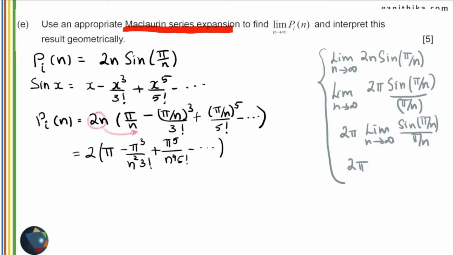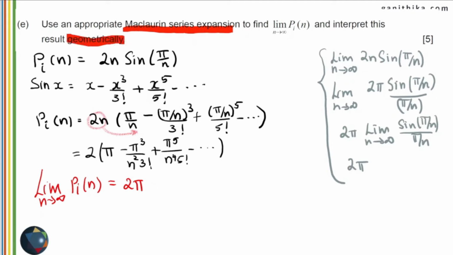The n cubed and n get cancelled in the second term. So you get pi cubed by n squared into 3 factorial. In the first term, n and n get cancelled, and therefore you will have only pi. The third term will be pi to the power of 5, and n to the power 5 cancels to give you n to the power 4 in the denominator. So pi to the power 5 by n to the power 4 into 5 factorial, etc. Now, taking the limit as n tends to infinity for this series, the second term onwards has n in the denominator, therefore they become 0. So the limit as n tends to infinity of this expression gives you just 2 pi, because all the other terms become 0 because of the n in the denominator.